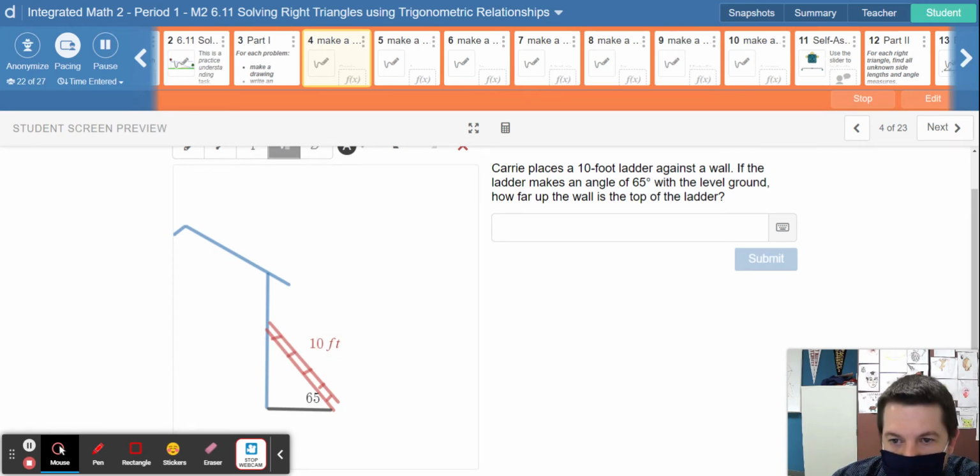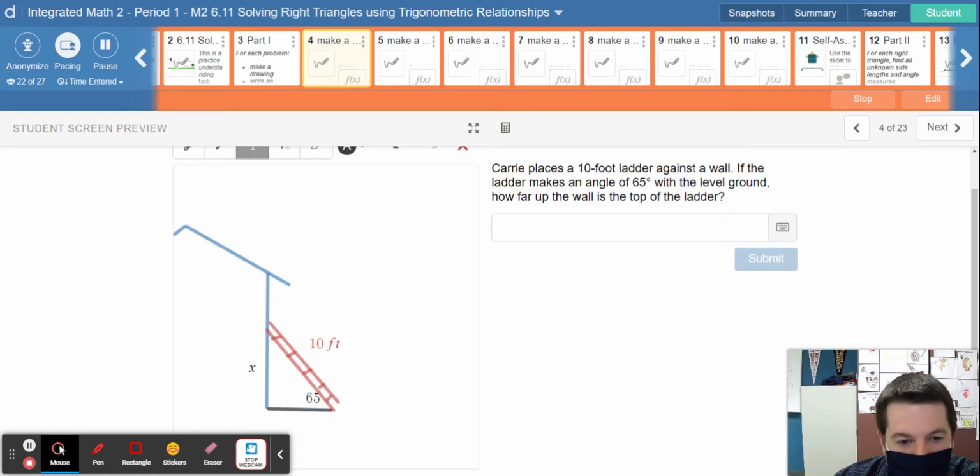need to use. Now it tells me how far up the wall the ladder reaches to the top. So I need to know this height, how high up the wall it is. So I need to know that side. So the first thing I do is identify what my angle of reference is. And this 65 here will be my angle of reference because it is the angle that I was given. I know it's 65, so I want to use an angle that I know. So I'm going to use the 65 degree here.